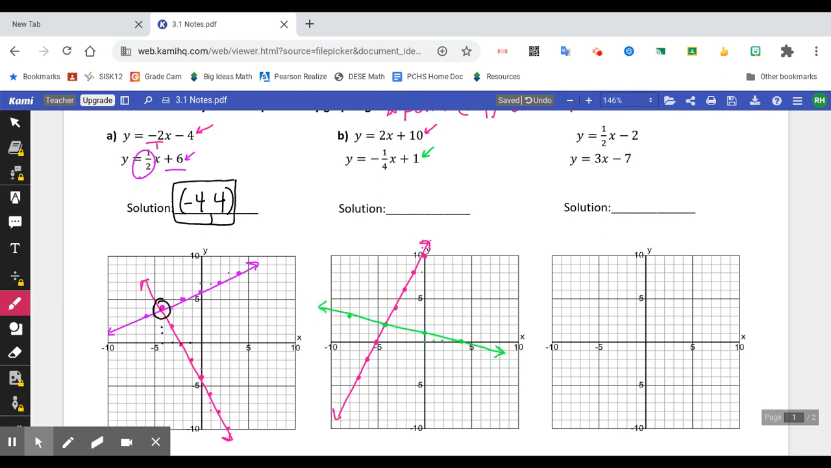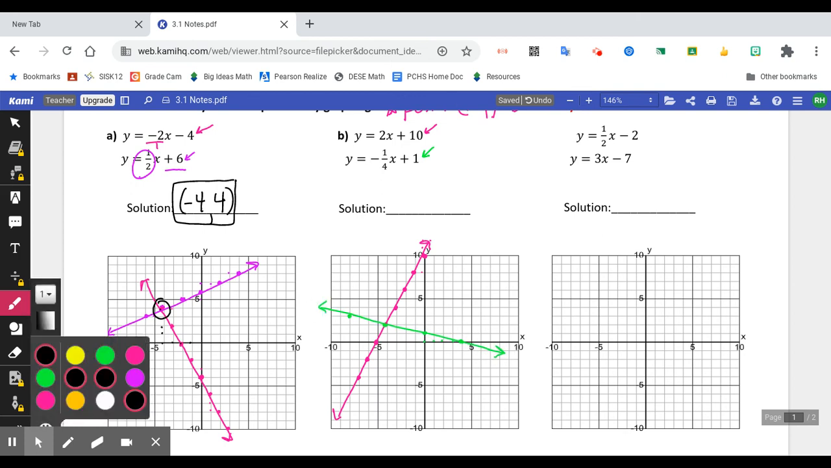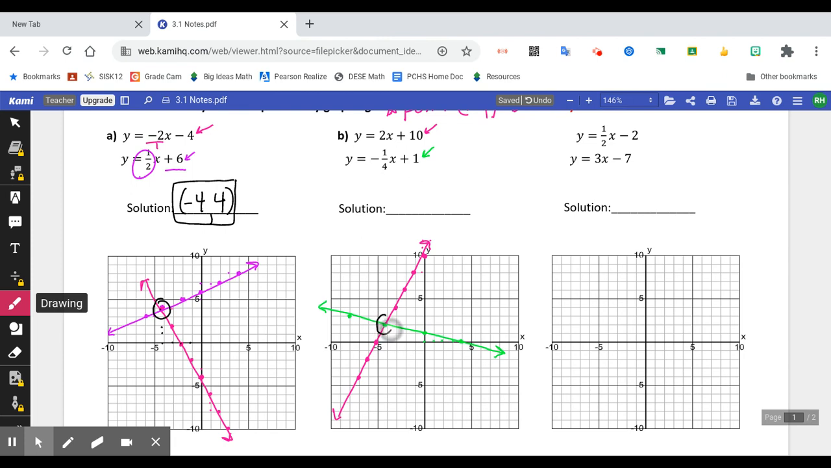And there's my second line. And you can see that they intersect at this point right here, which would be 1, 2, 3, 4 negative for our x, and 1, 2 up for our y. So negative 4, 2 would be our solution to our system of equations. Okay, let's go to the next one.